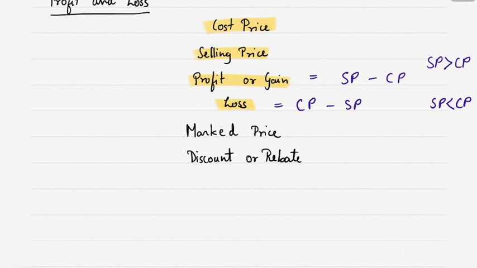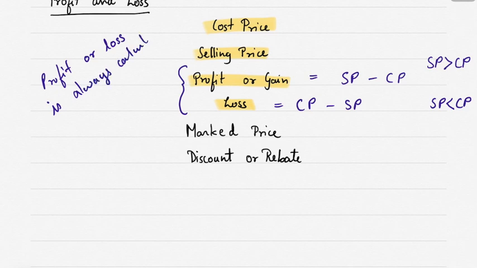And one more thing, profit or loss is always calculated on cost price. Oh, sorry. I'll just write it. Profit or loss is always calculated on cost price. Even profit percentage and loss percentage is calculated on cost price.